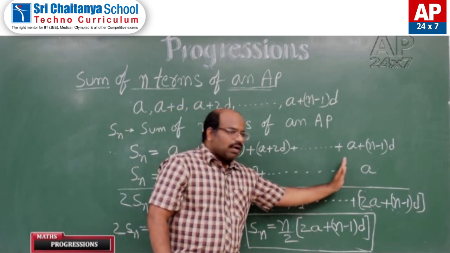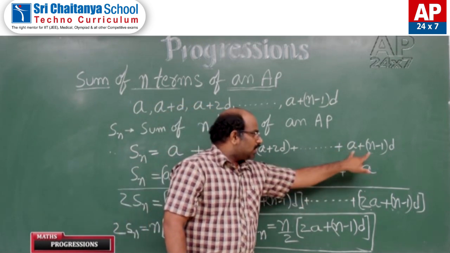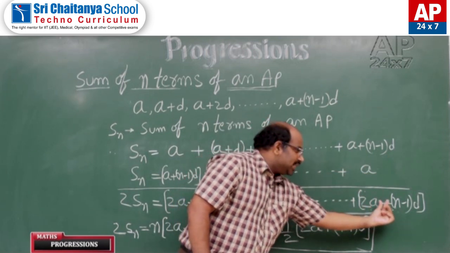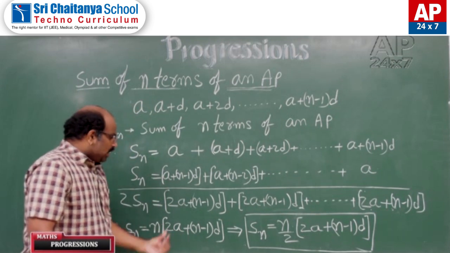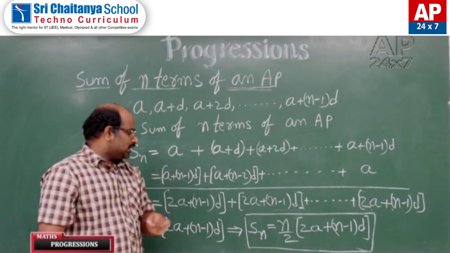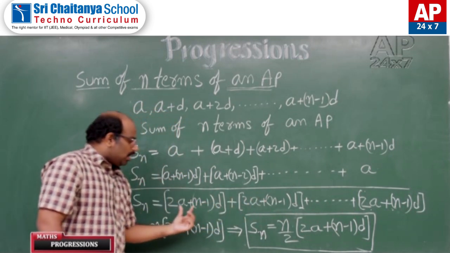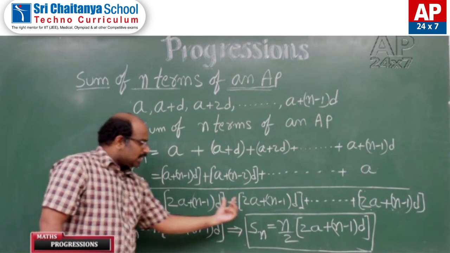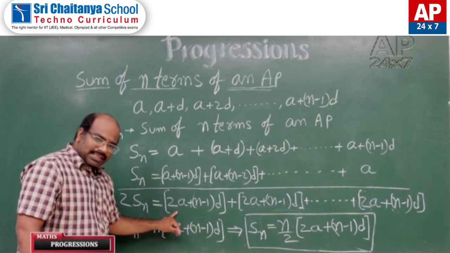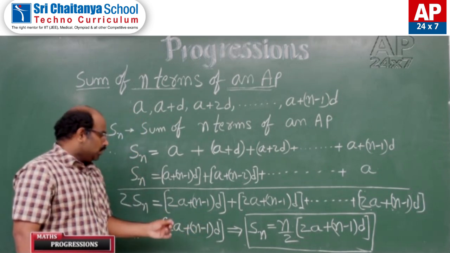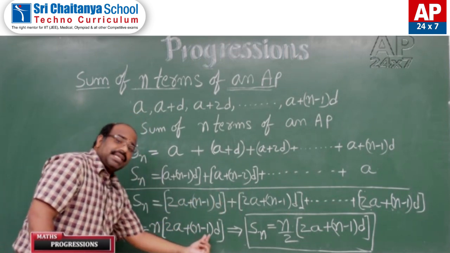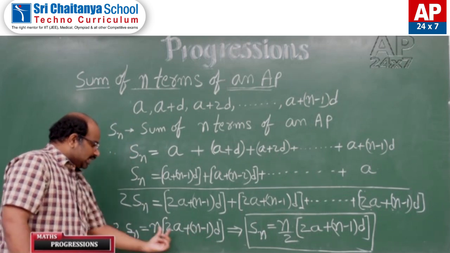Like that, if we go on adding, the last terms are a plus n minus 1 into d plus a, nothing but 2a plus n minus 1 into d. Have you identified how many times we are adding the same value? Yes, it is right, n times we are adding the same value. See, all the values in the square brackets are the same, or not? Yes, they are all the same. What is the same value? 2a plus n minus 1 into d. Now, n times we are adding, so it is n times 2a plus n minus 1 into d. 2Sn is equal to this value.